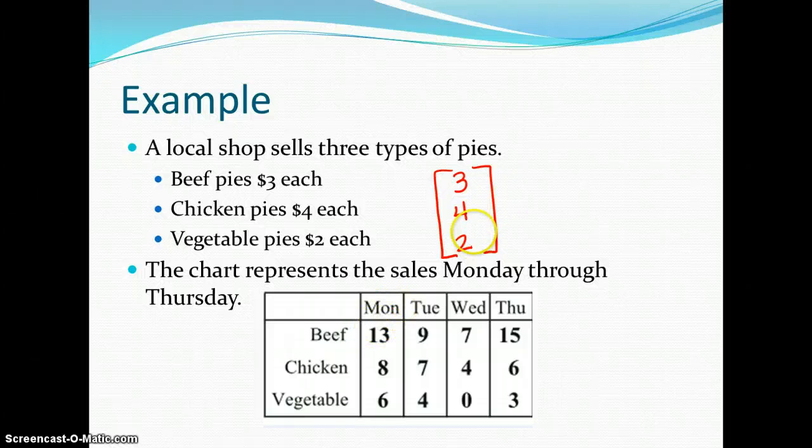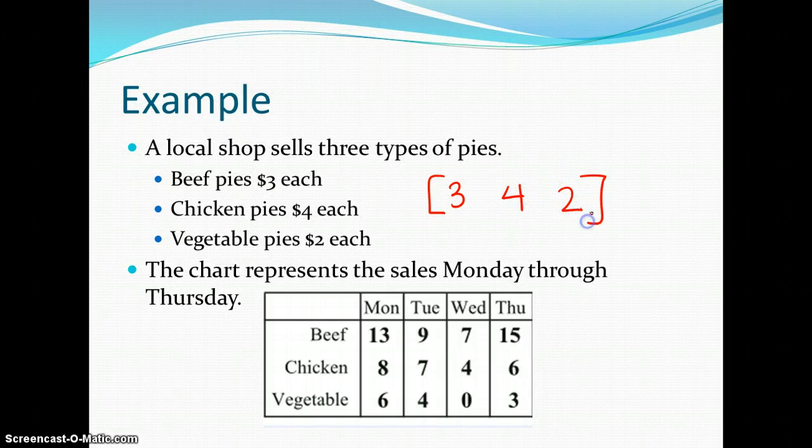Oh, actually, you know what? I'm going to orient it the other way. 3, 4, and 2. My second matrix is going to represent how much of each item was sold. So I'm just going to put a bracket around those, and that's going to be my second matrix.